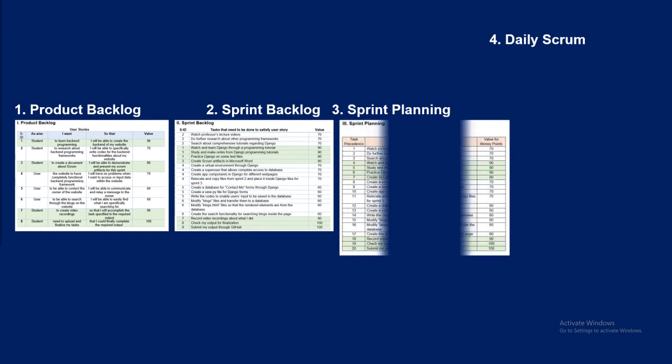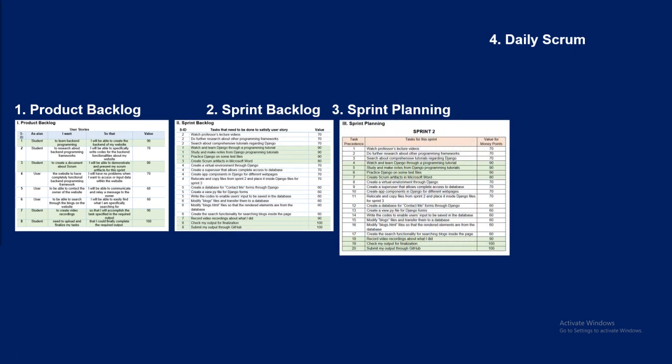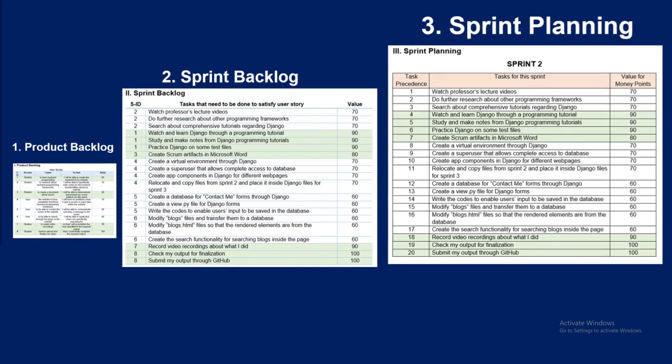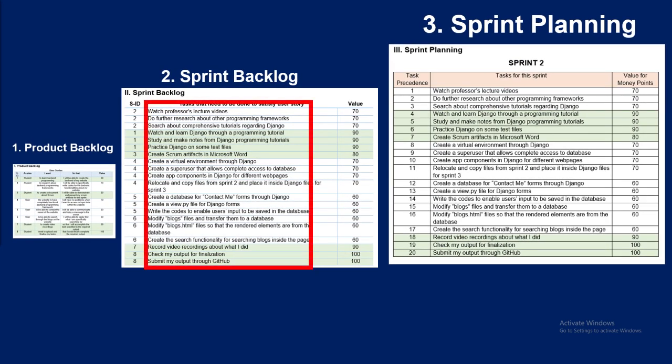Now, for the next artifact, the sprint planning, which contains all the things that I have to do for this sprint, I just used the tasks from the sprint backlog and queued them up and arranged them according to which I'll do first. I then added a task precedence column, which is a super straightforward way for me to be guided on which tasks I have to do.